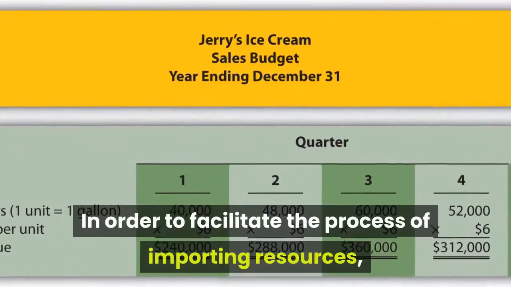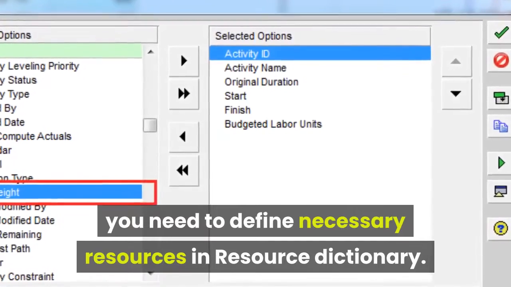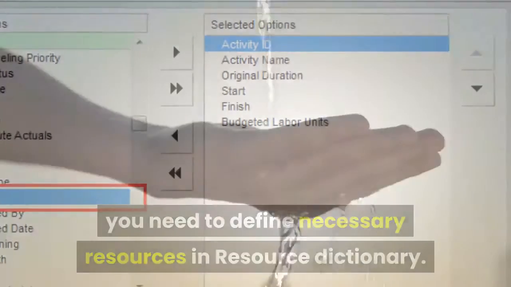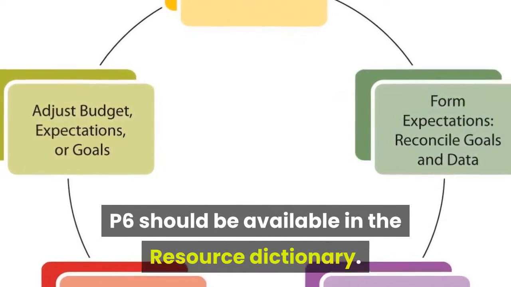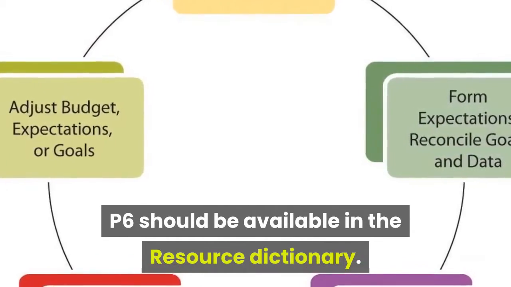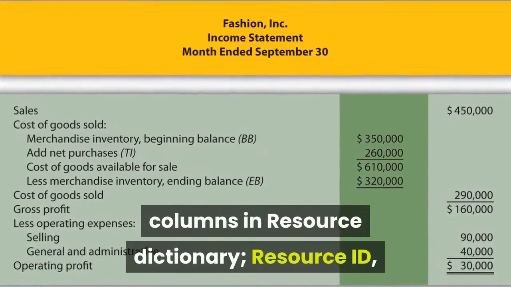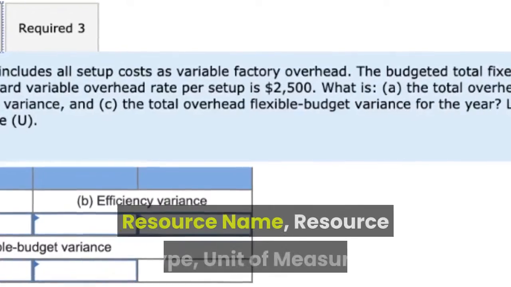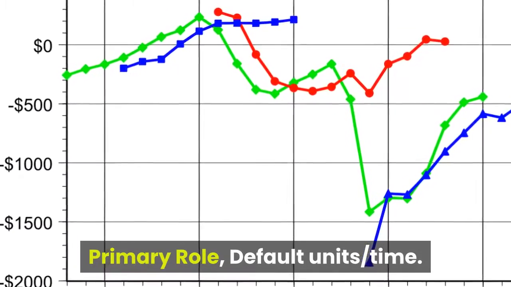In order to facilitate the process of importing resources, you need to define the necessary resources in the Resource Dictionary. Activity resources that you are trying to import to P6 should be available in the Resource Dictionary. By default, there are 6 activity resource columns in the Resource Dictionary: Resource ID, Resource Name, Resource Type, Unit of Measure, Primary Role, Default Units, Time.